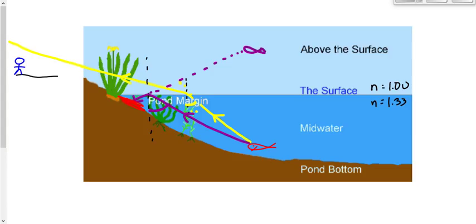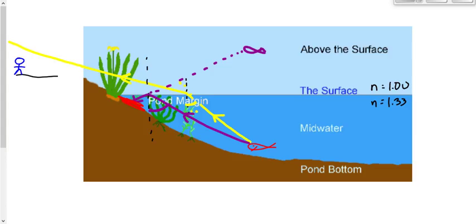Now, it's not going to look as odd as it might seem right now. The fish appears to be up above you, right? But what else appears to be up above you? The seagrass. Yeah, the grass that's in the water, the bottom of the pond, the water itself appears to be above you. So you're going to look up and you're going to see down in the pond. Does that make sense?